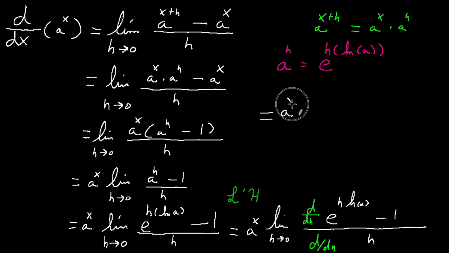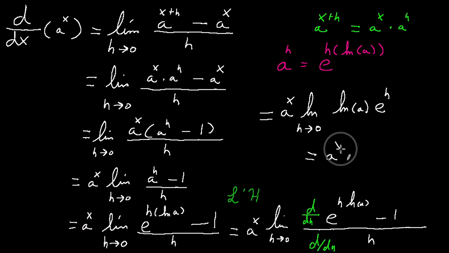So a to the x, limit as h approaches 0. And what's going to happen is I'm going to get natural log of a times e to the h. And now I'm finally going to let h go to 0. When h goes to 0, this e to the h will go to 1. And so I will be left with a to the x times the natural log of a. And so that is what I think the derivative is.